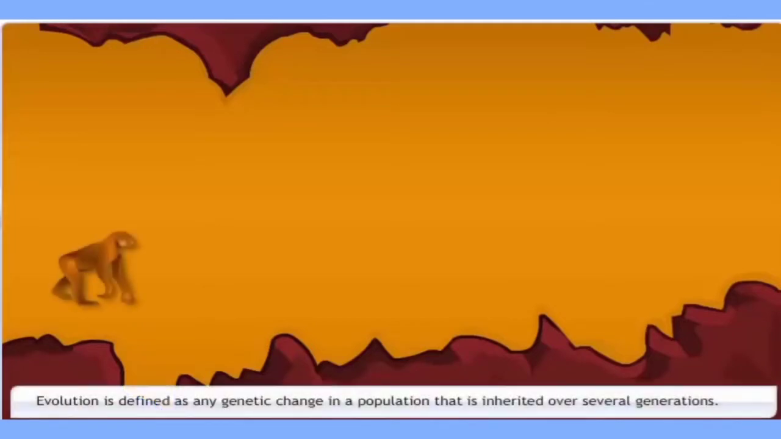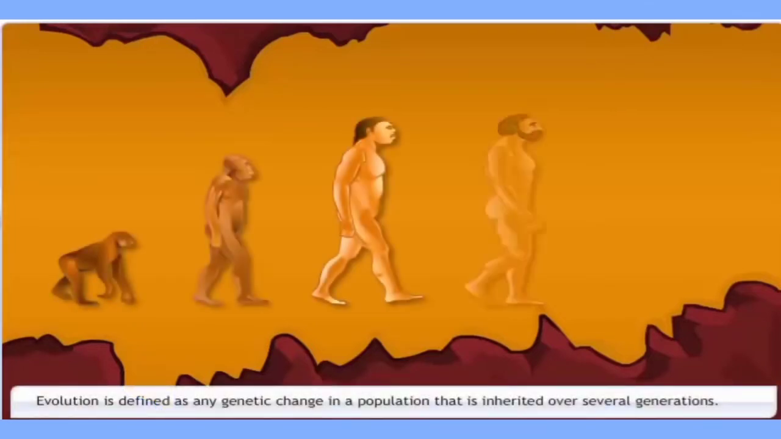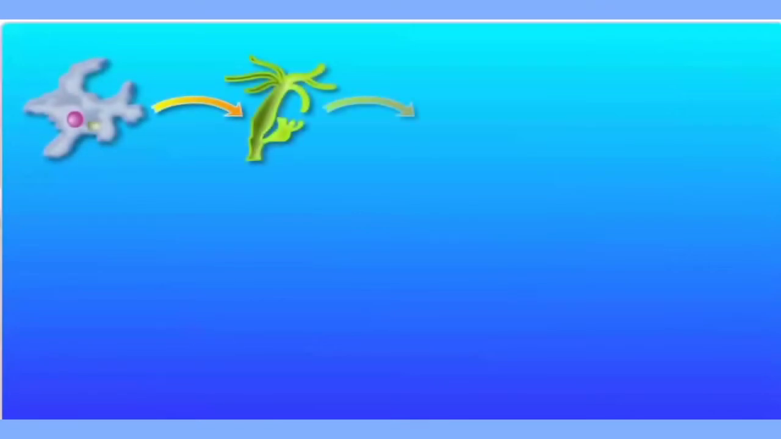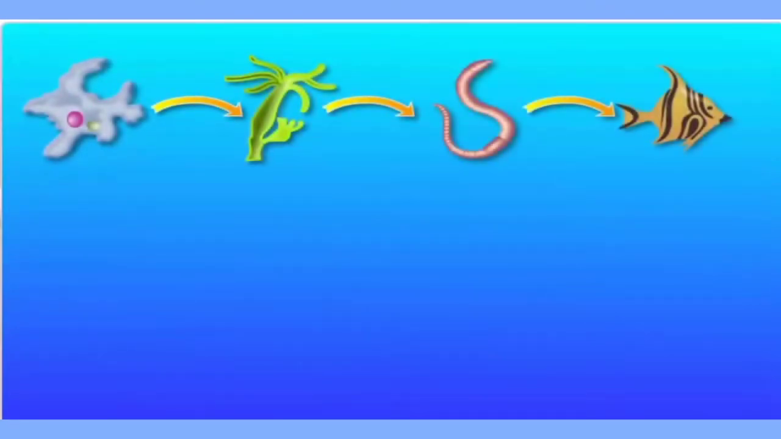Evolution is defined as any genetic change in a population that is inherited over several generations. Now, the question is in what manner these genetic differences are passed on. Some researchers believed life developed in a linear fashion from simple forms to complex forms.